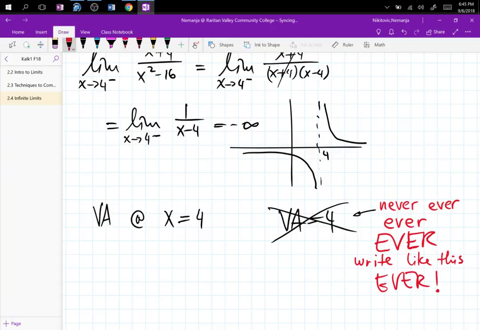It's not a vertical asymptote, so we don't care. This section is about vertical asymptotes. However, because I am the best, I'm going to graph this function now. So graph x plus 4 over x squared minus 16.